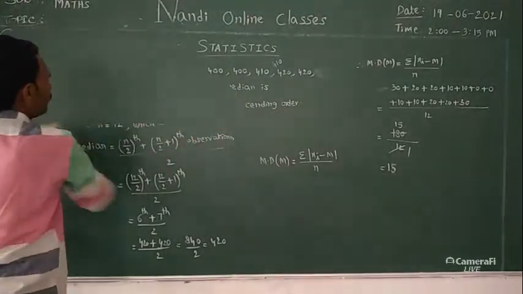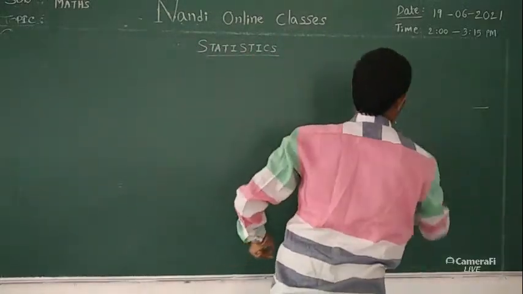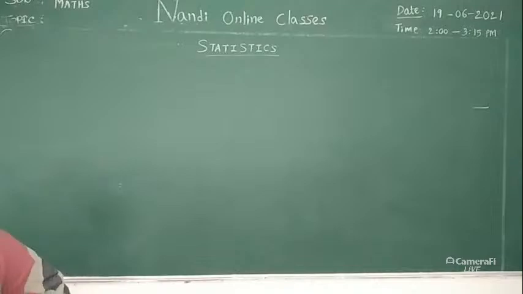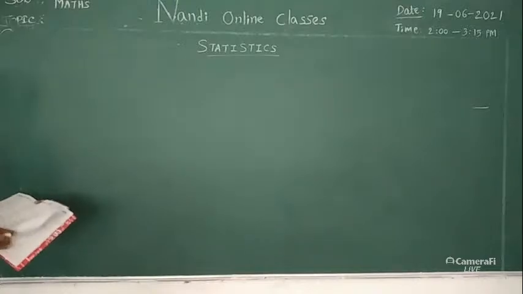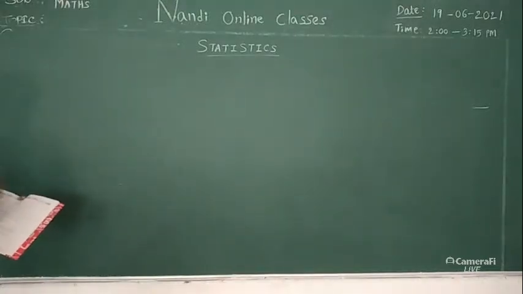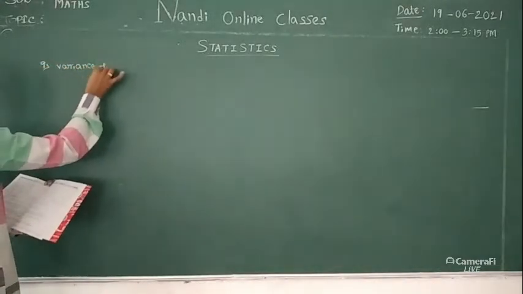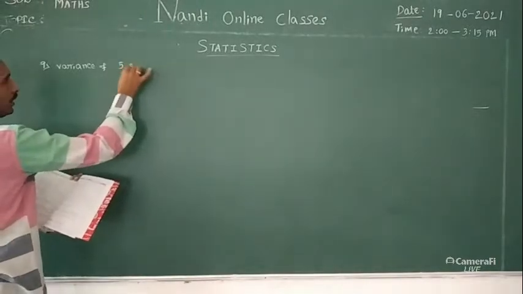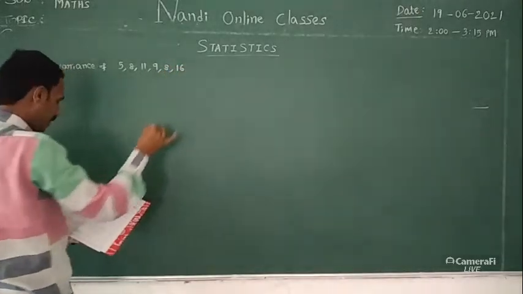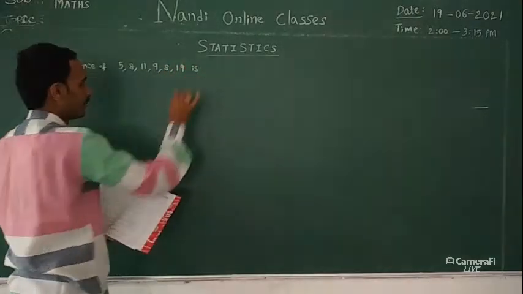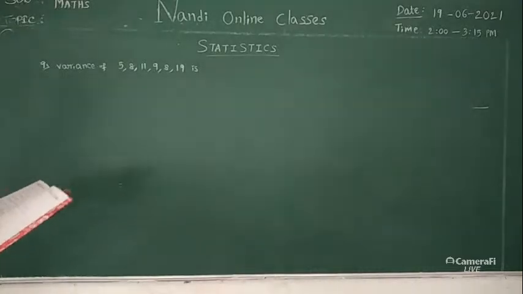Okay, ninth problem. Variance of 5, 8, 11, 9, 8, 19.